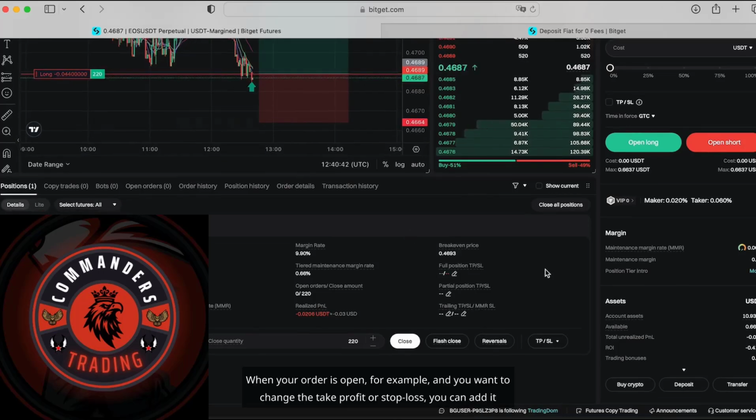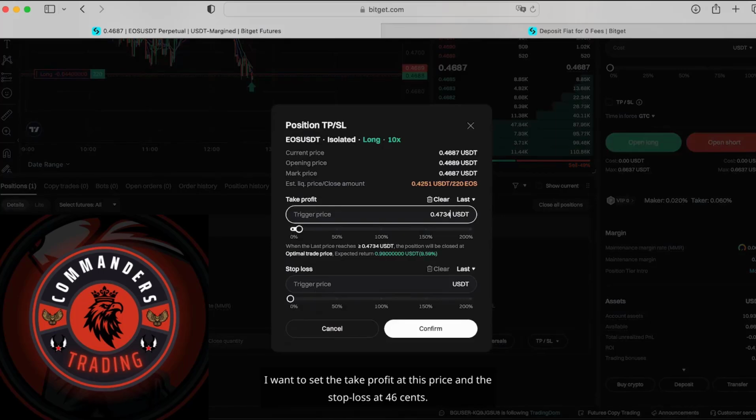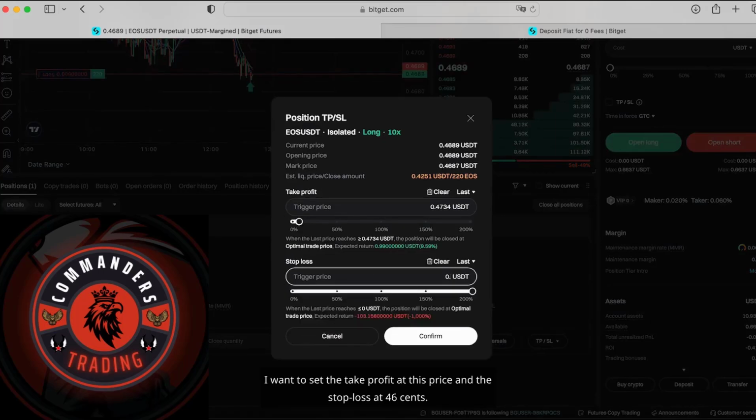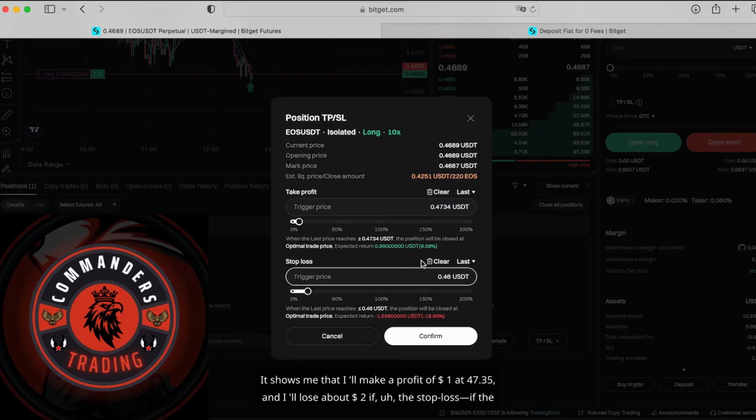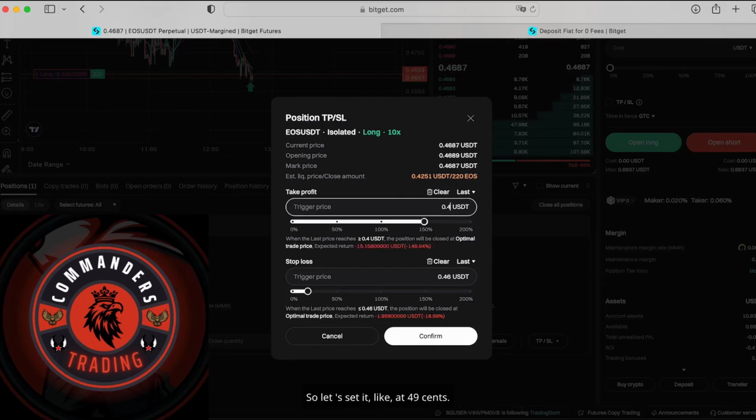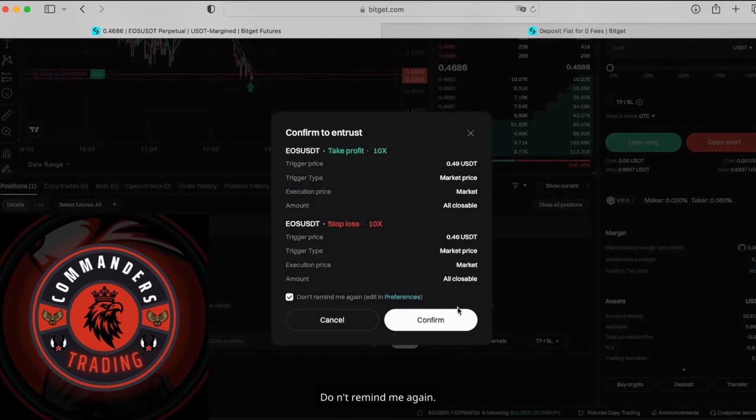When your order is open, for example, and you want to change the take profit or stop loss, you can add it here. I want to set the take profit at this price and the stop loss at 46 cents. It shows me that I'll make a profit of $1 at 47.35, and I'll lose about $2 if the price hits 46 cents, my stop loss will trigger. So let's set it at 49 cents. I'll make a profit of $4.64, or 45%. Let's confirm it. Don't remind me again.